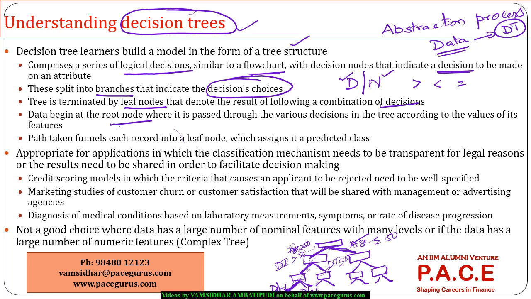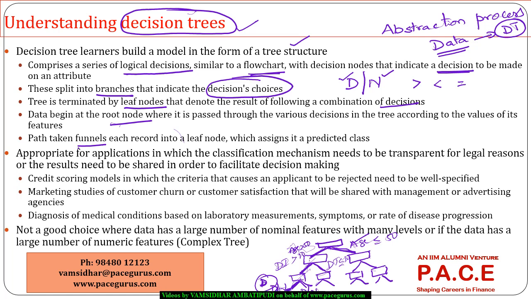And finally, at the node, someone who is age greater than 50, whose debt to income ratio is greater than 10, I will see from the historical data that the majority of the people falling into this particular group are defaulting on the loan. So I will make a prediction that this set of people are going to default. That is how the predictions are typically made by the decision tree algorithm.